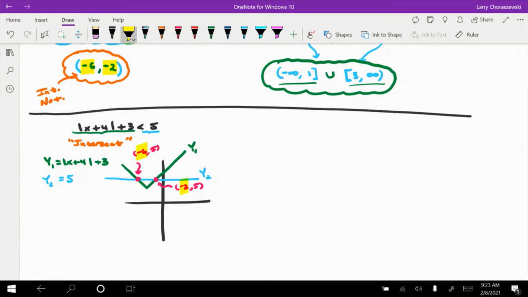Now, if this were an equation, we would be all done. We would just look at the points of intersection and keep the x-coordinates. But it's an inequality this time. And so there's a little bit more that we have to do with our diagram.